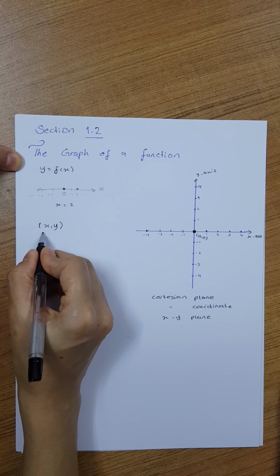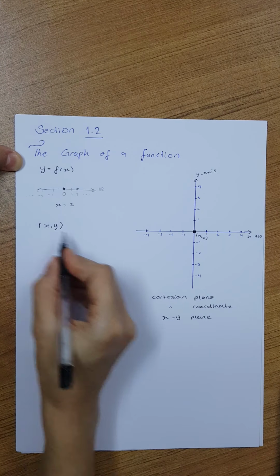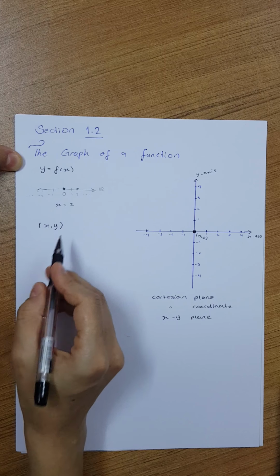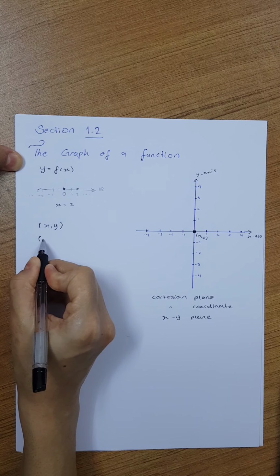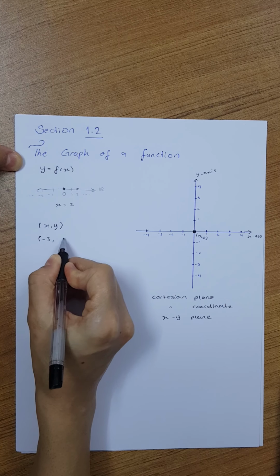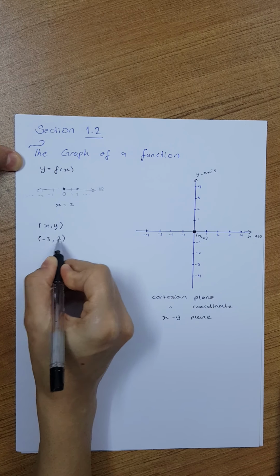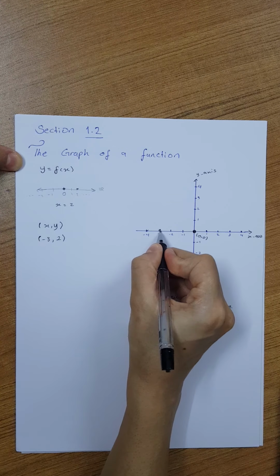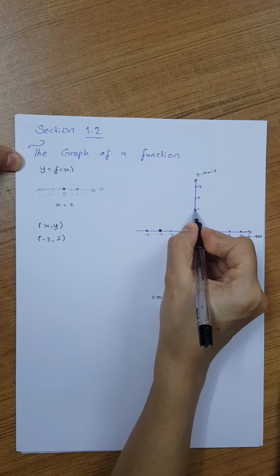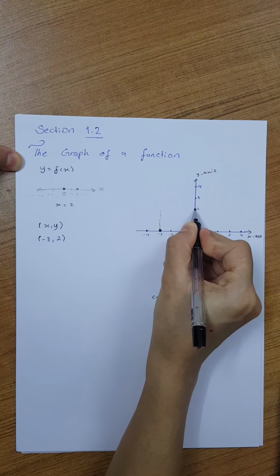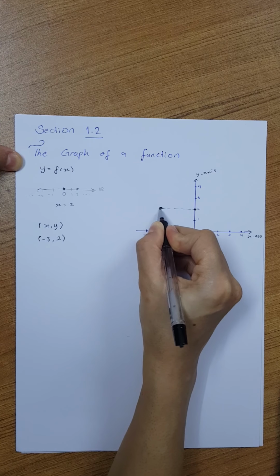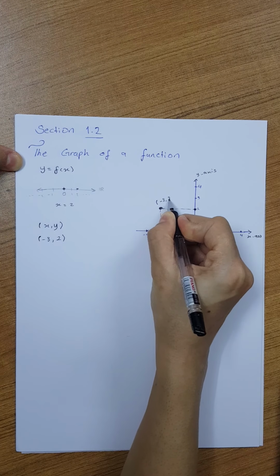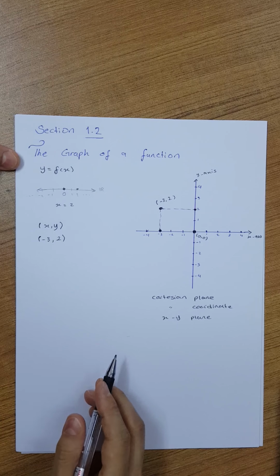The first number represents the value on the x-axis, and the second represents the value on the y-axis. The intersection of those two values, for example, if I have -3 and 2, how do I represent that on the Cartesian coordinate? I know that -3 is on the x-axis, and 2 is on the y-axis. I will extend them, and the intersection of those two will give me the point (-3, 2). That is called an ordered pair.